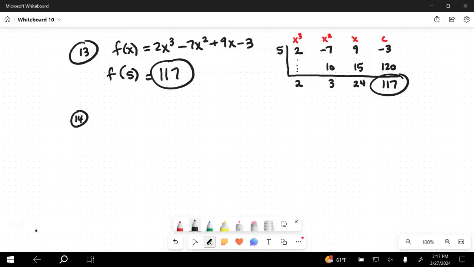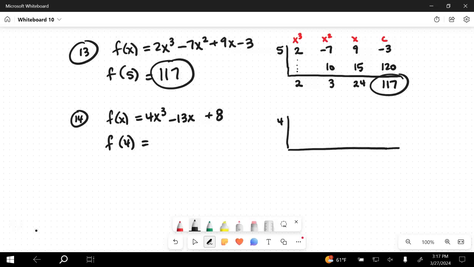Let's do number 14 as well. We're going to be asked to evaluate this function at f of 4. Well, do synthetic division again, and using the remainder theorem, we know that the remainder you get when you evaluate this function using synthetic division is going to be our answer. I need my cheats on there first. We're putting a third degree polynomial function into the synthetic division box, so I'm going to put my cheats on there first. Our third degree coefficient is 4.